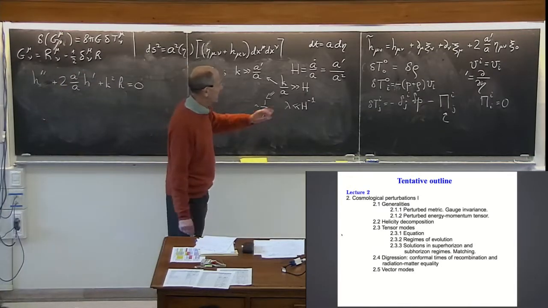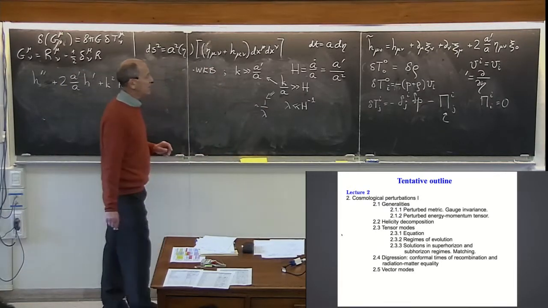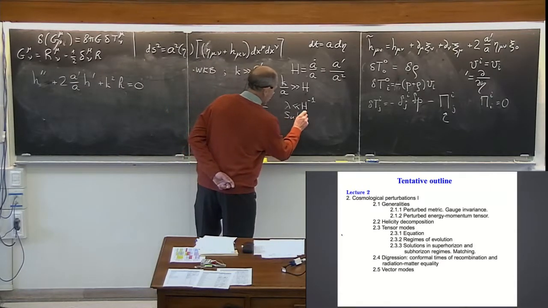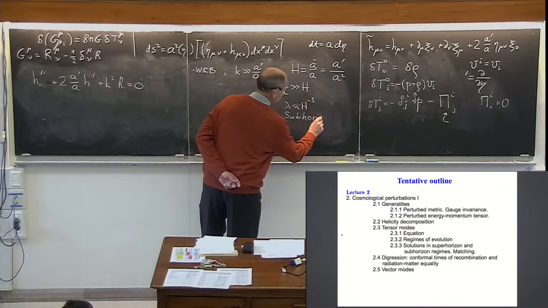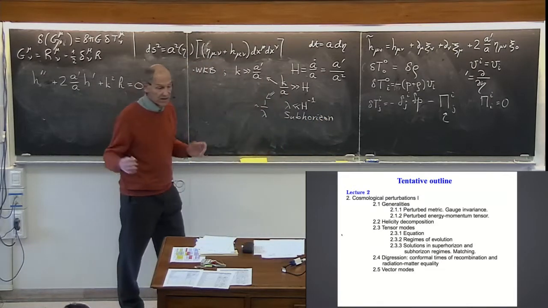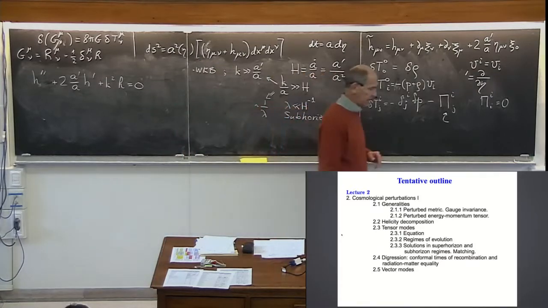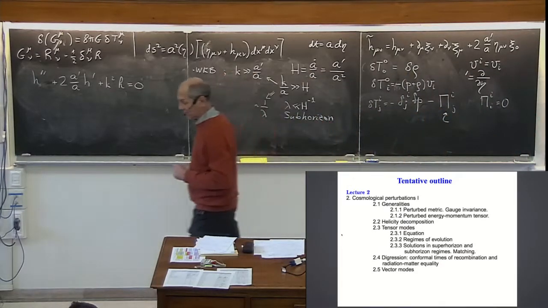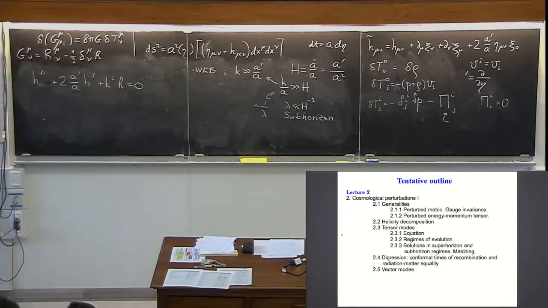This is called, therefore, the subhorizon regime. Subhorizon. Since H⁻¹ is the horizon size, roughly, the wavelength is shorter than the horizon size, so my waves are subhorizon. The characteristic size of perturbations is smaller than the horizon size.